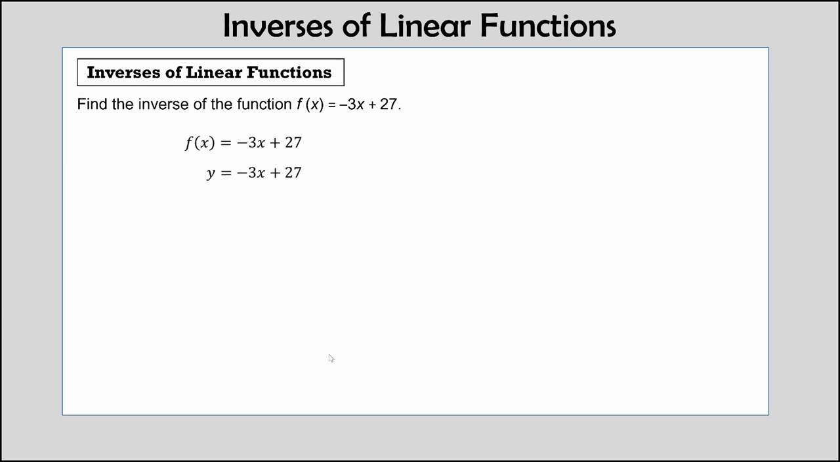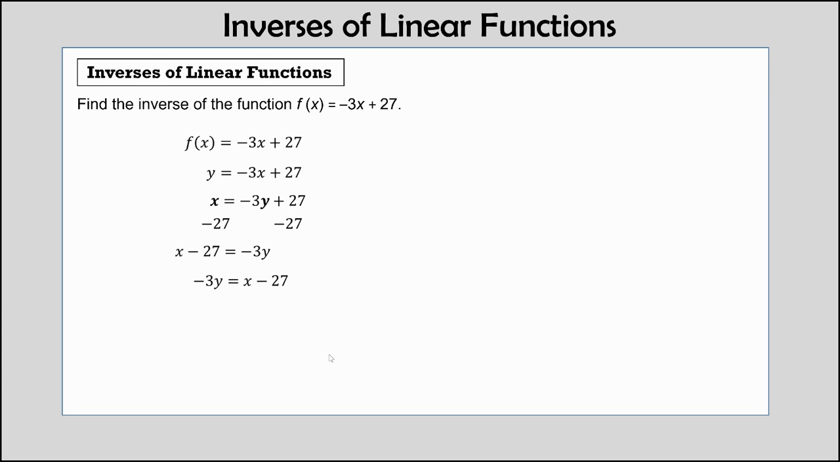Step two, interchange x and y. So I'm going to actually switch the x and y positions. I'm going to make it x equals -3y plus 27. Now solve that for y. Subtract 27 from both sides. Okay, x minus 27 equals -3y.